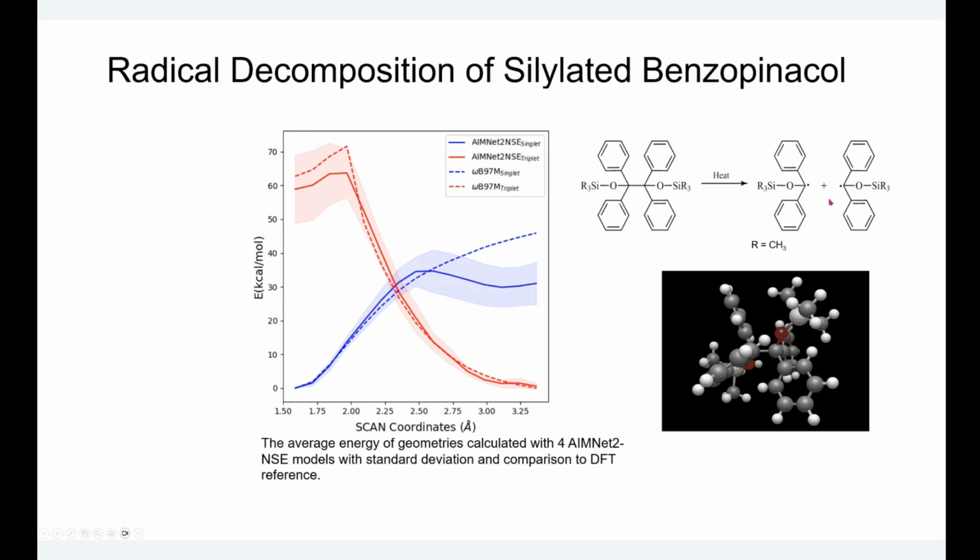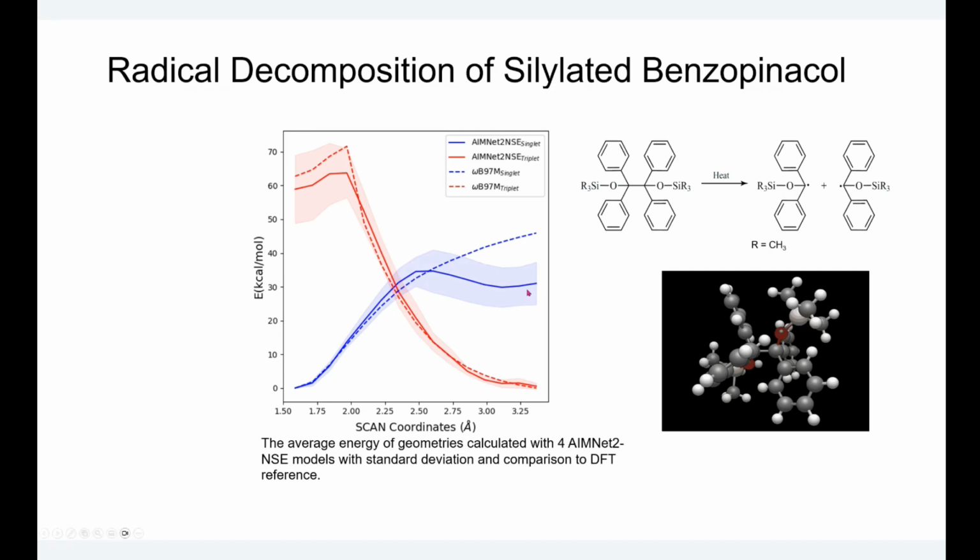This is the dissociation of the molecule: the bond breaking and dissociating into two radicals, and this is how AIMNet describes it versus the ground truth. The shaded area is the prediction uncertainty. First, it shows the singlet-triplet pretty well. It shows the area where it should cross, when it goes from singlet to triplet.